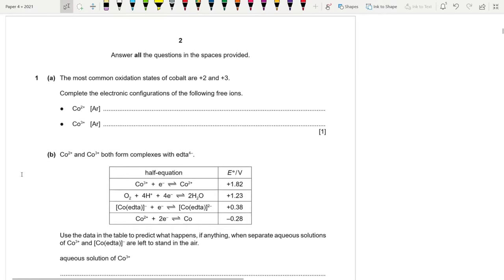Question 1. The most common oxidation states of cobalt are +2 and +3. Complete the electronic configurations of the following free ions. So this is the shorthand electronic configuration, right? Since we have argon given already.